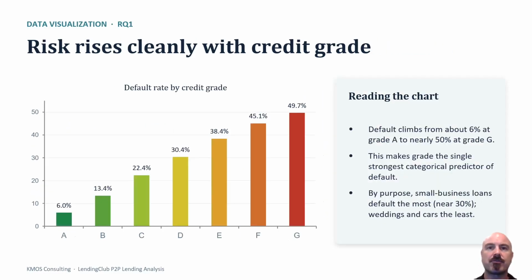So let's take a closer look at that. As you can see here, default rate by credit grade does rise steadily from about 6% in grade A, all the way up through about 49, 50% in grade G.